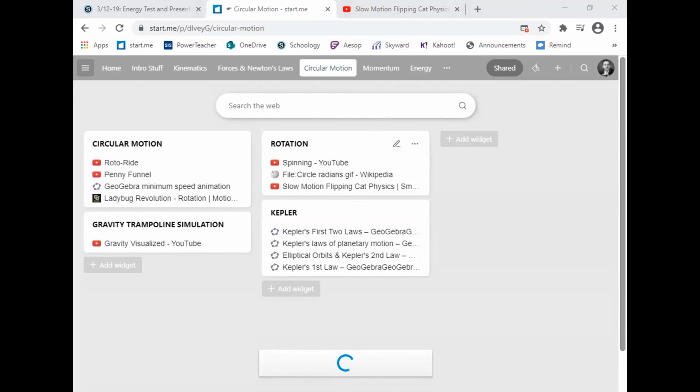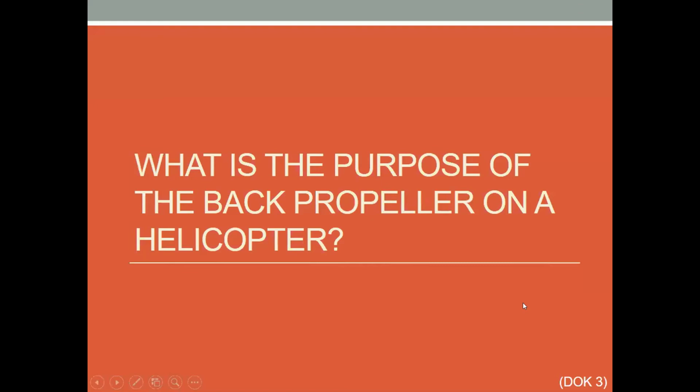I like this question. I think this is a good thinking question. You know how a helicopter has the big rotor on the top. It's also got the small rotor in the back. Okay, think about conservation of angular momentum. Why do you need that small back propeller? Think about that.